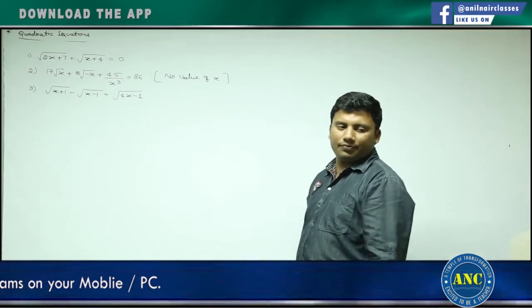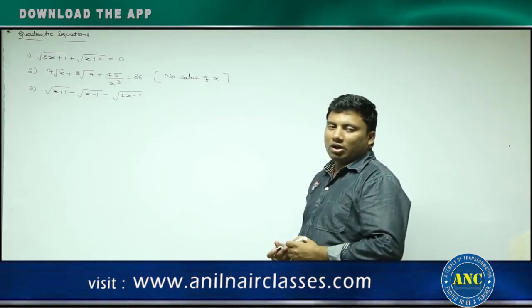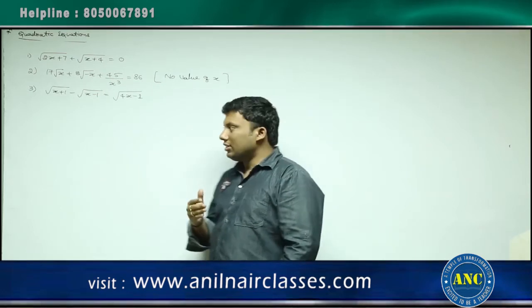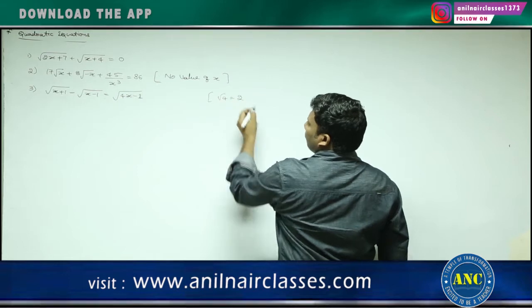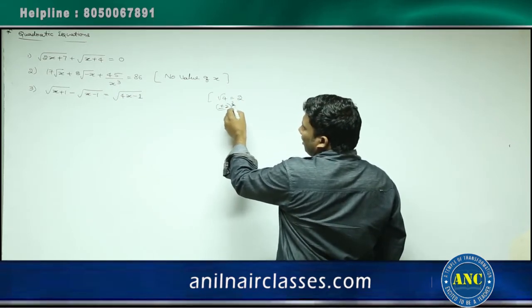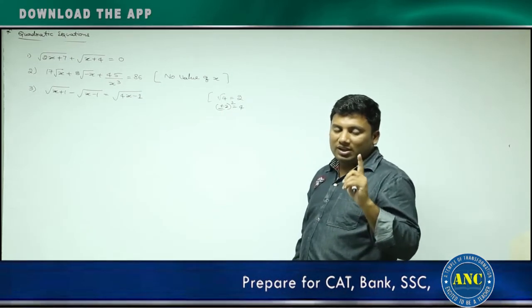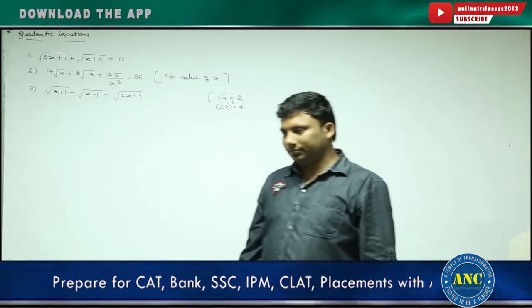Next. First one: square root of 2x plus 7 plus square root of x plus 4. See, there is a very important note. Square root of 4 is 2, but plus or minus 2 whole square is 4. Please write down this point: square root always returns a positive value as the output.